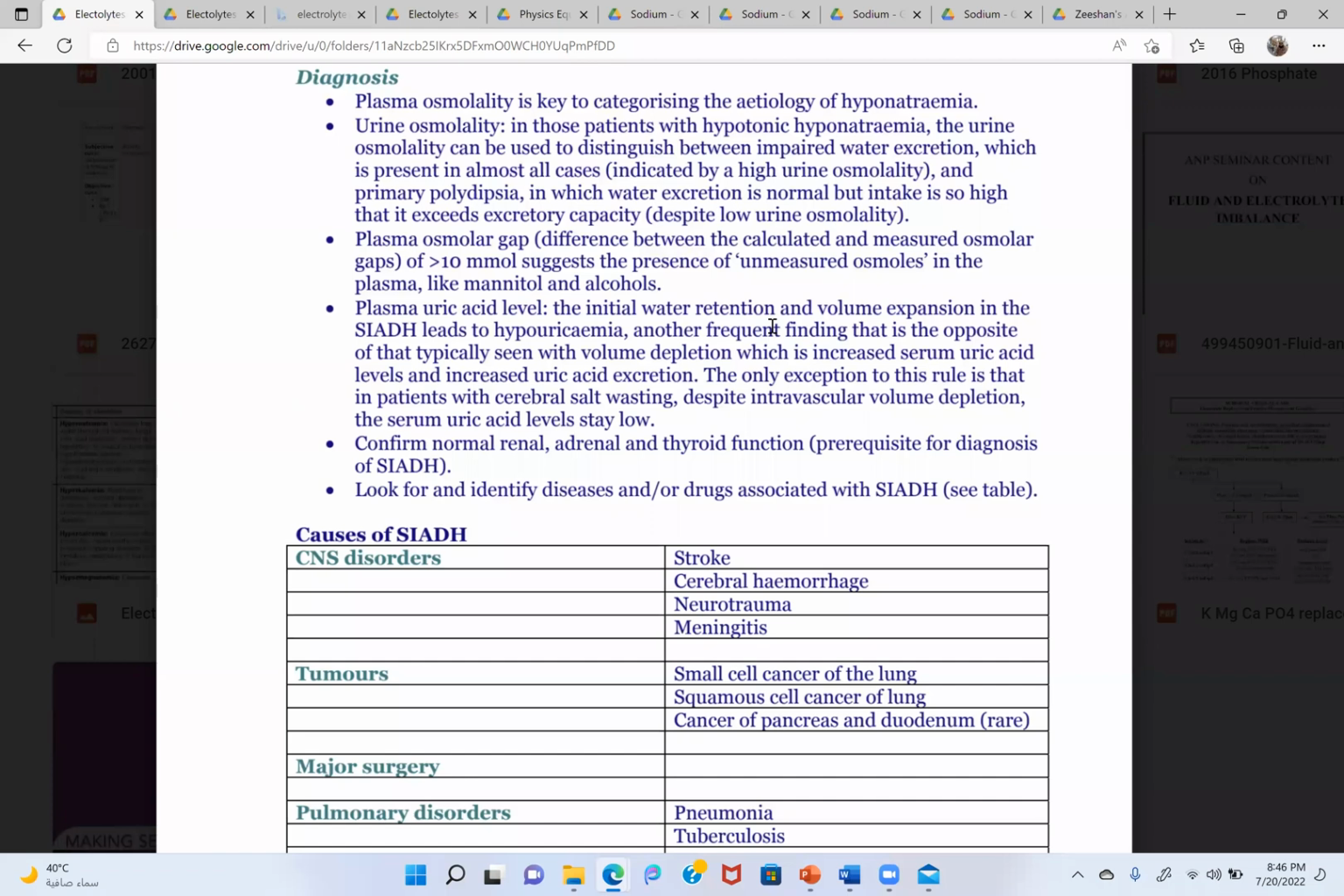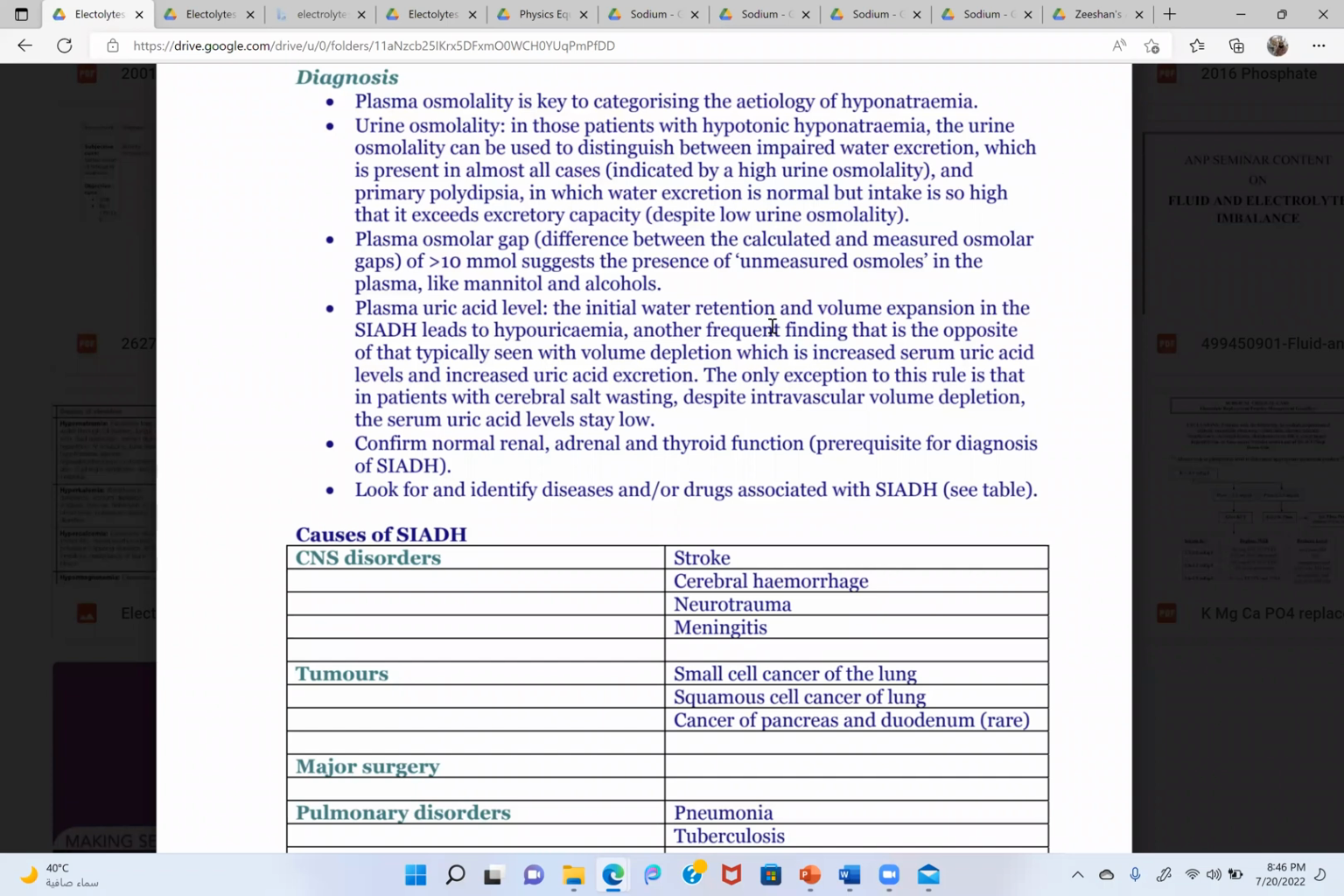Okay, so plasma uric acid levels will also be telling you that if the initial water retention and volume expansion leads to hypouricemia, as in SIADH, which otherwise in cerebral salt wasting syndrome there is hyponatremia, but this one. What is it? Usually, whenever there is volume depletion, uric acid should go up. Okay, so this was something new for me. I just read it today.